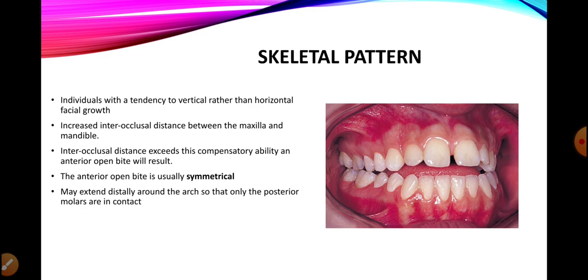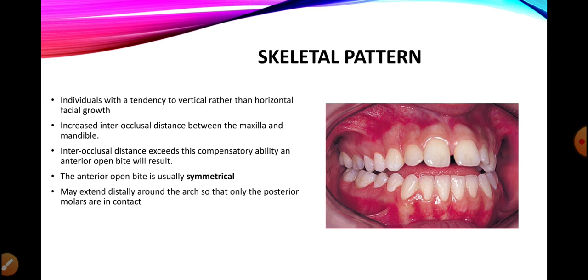So what happens is, when there is a tendency of increased interocclusal distance, the molars try to compensate. They erupt. Though all the other teeth erupt, the molars are erupting, and with this compensation, when these molars are erupting, they are further causing the mandible to move downward and backward, that is further worsening the open bite.